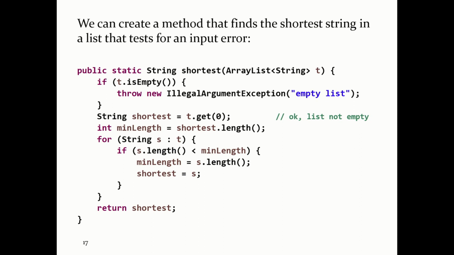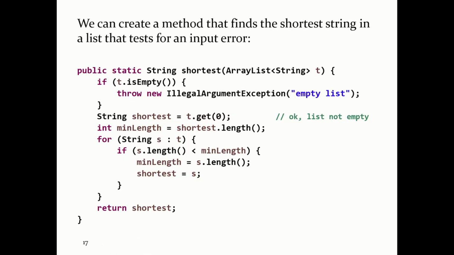Same code. This time you actually do it the right way. So here, turn that code into a method. This method only works if the list is not empty. Can't find the shortest string in an empty list. So if the list is empty, throw an exception, and otherwise the code stays the same.